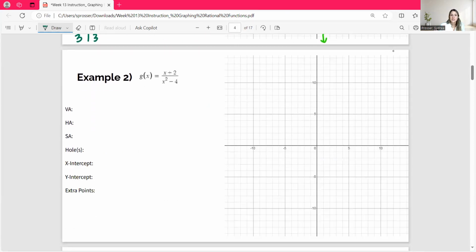First step, factor anything that we can. Our x plus 2 can't be factored. Our denominator can be factored. Notice when I factor it, we have a common factor, so I can cancel that out, and I'll be left with 1 over x minus 2. Okay, so our vertical asymptote, set our denominator equal to 0 and solve. There's my vertical asymptote. I could graph that right away.